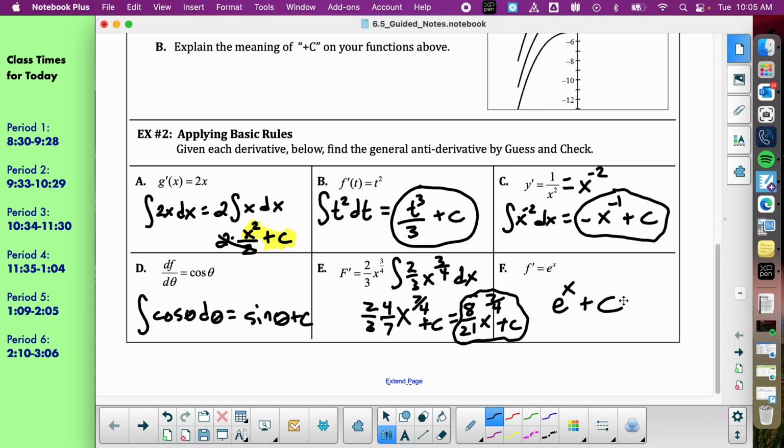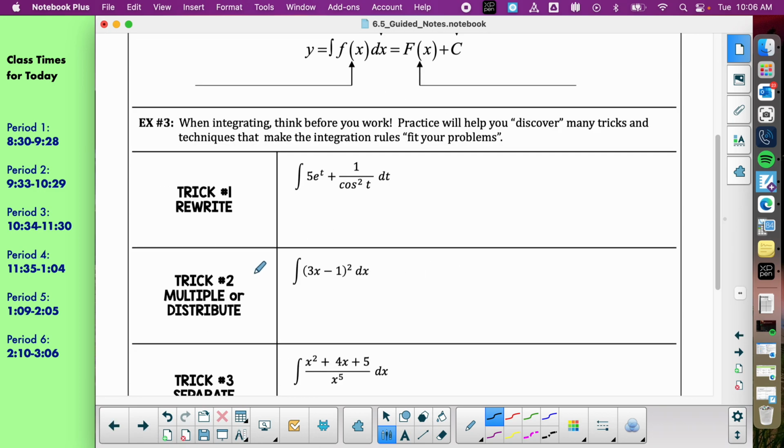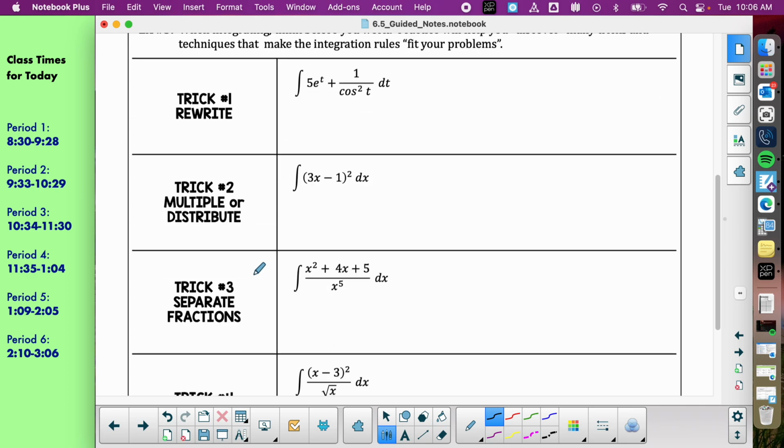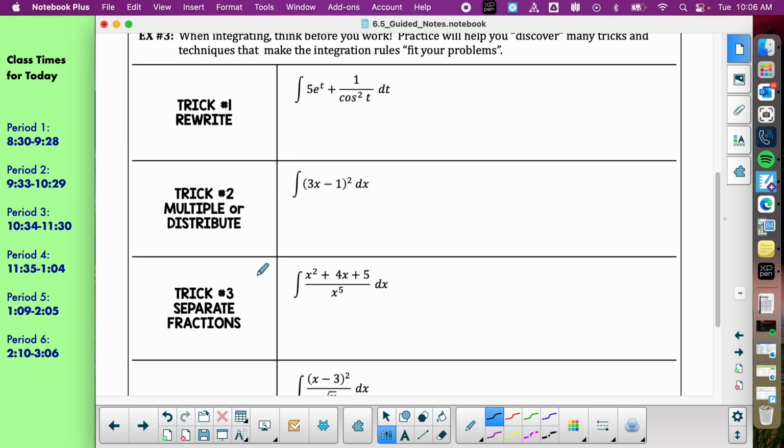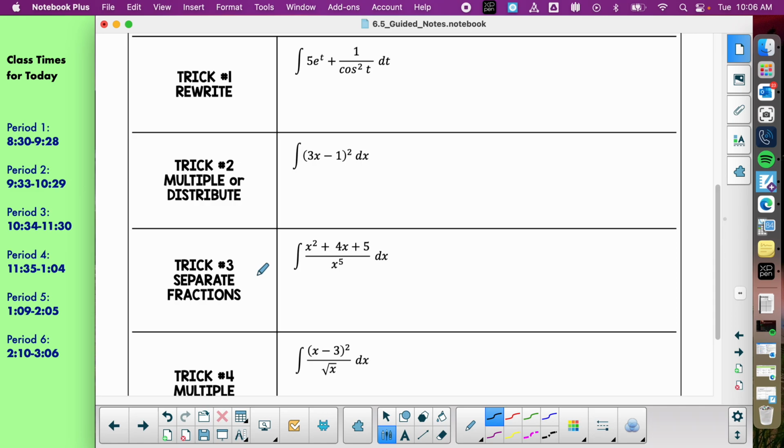I don't know if I want to teach the next part yet. I want you to practice a lot of power rule before we do things. Let's look at these first, though. We're not going to actually do the answers, but I want to talk about how you would do them.